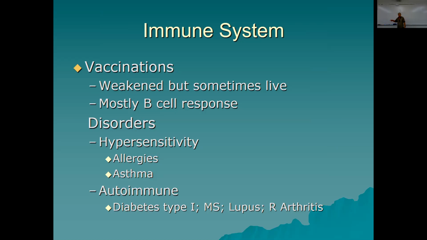MS, multiple sclerosis. This is an odd one. It comes on sometimes out of the blue, you come down with MS. And the thought is that you came into contact with some pathogen that has a very similar protein to the protein on myelin sheaths. And so after the virus or whatever is wiped out, the immune system looks at the myelin sheaths and says, oh, there's some more, let's attack it. Lupus, the same thing. Rheumatoid arthritis, the same thing.